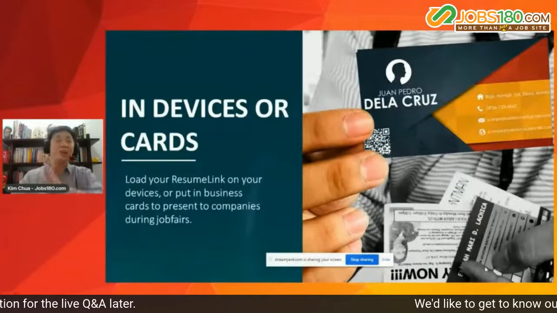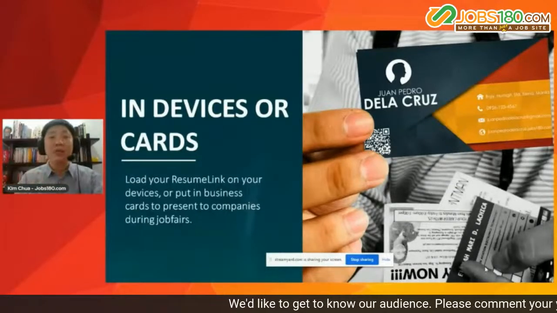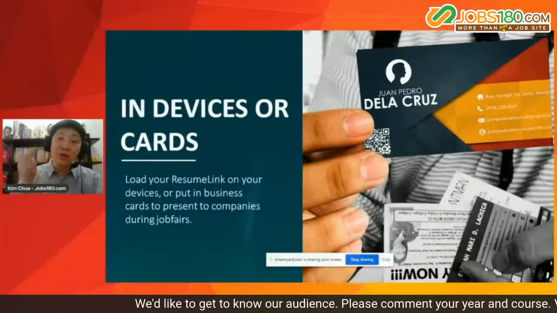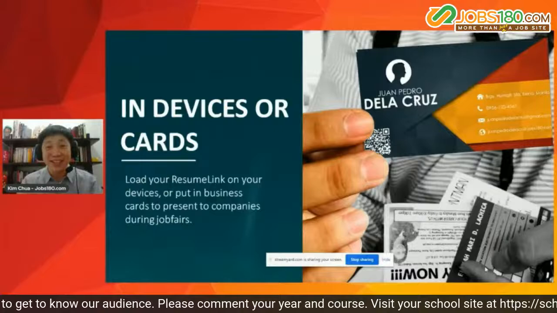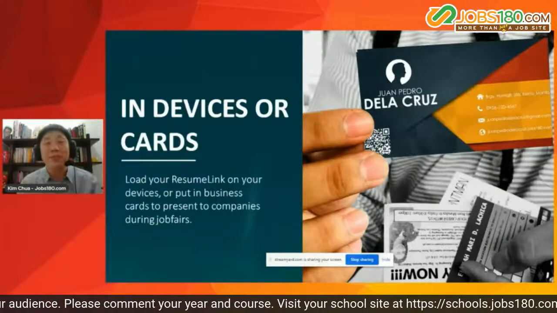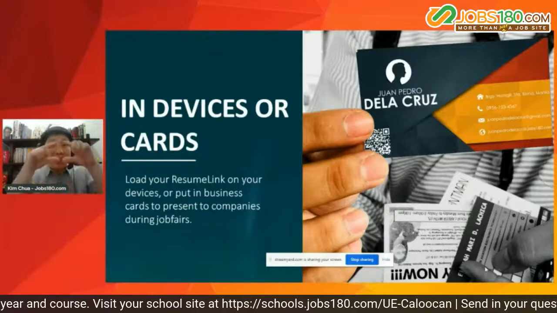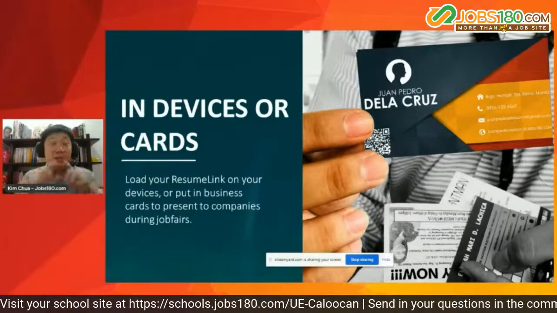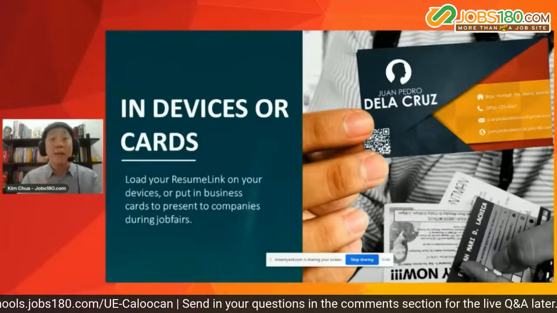O, di ba? Now, usapang tipid. Ito mas tipid pa. Gusto mo mag-print ng resume pero gusto mo magtipid. Itong gawin mo. Gumawa ka ng resume link card. Ano tong resume link card? Sa isang pirasong long bond or short bond paper, mag-design ka ng maraming resume link card. No? Maliliit lang, parang business card ang dating. In one piece of paper, I think you can make 10, 20 sets of cards. Depende sa size ng papel mo.